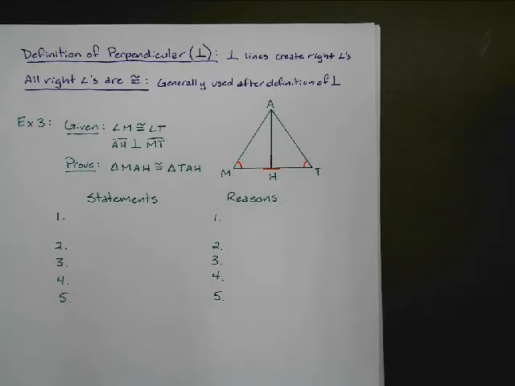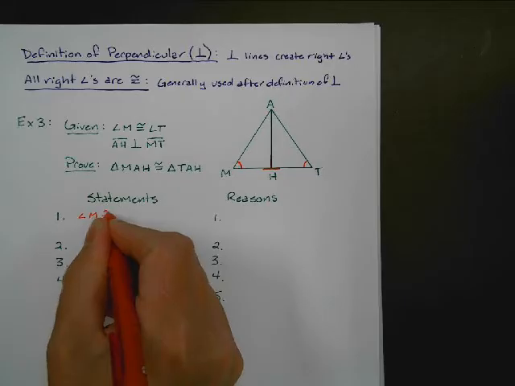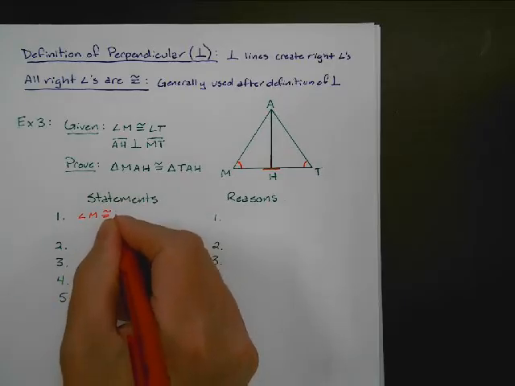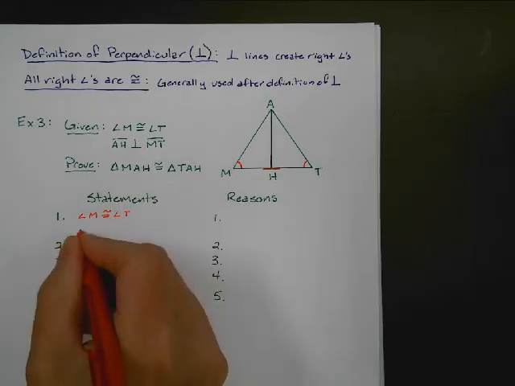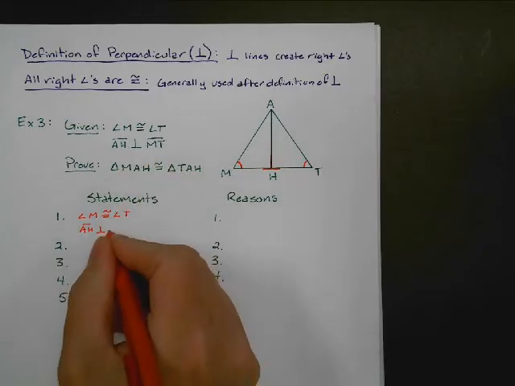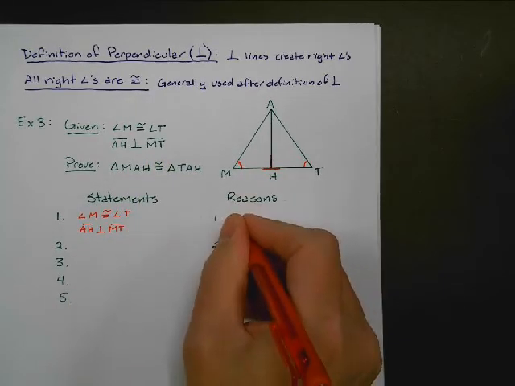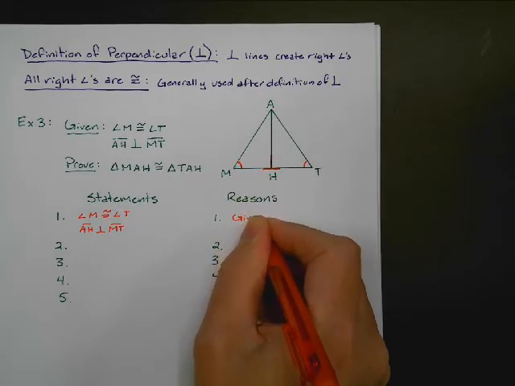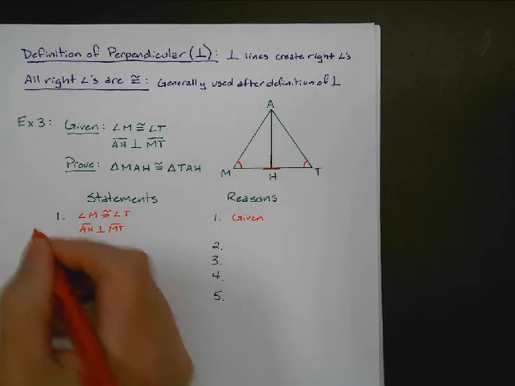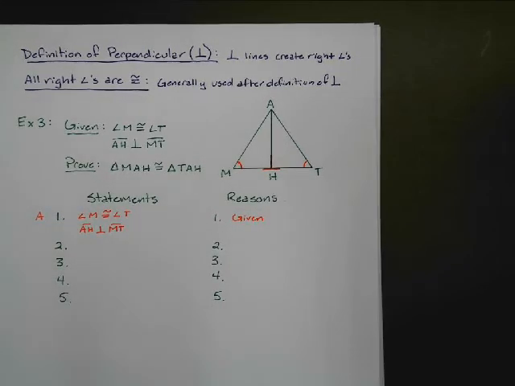All right, let's start this. We write down our given. Angle M is congruent to angle T. And I know that segment AH is perpendicular to MT, and I know that's true because they gave it to me, so it's given. All right, so far I have proved an angle congruent. That's all, because I've got this sign right here.